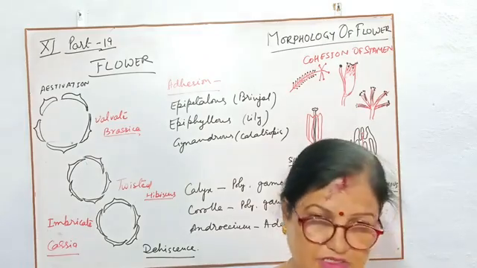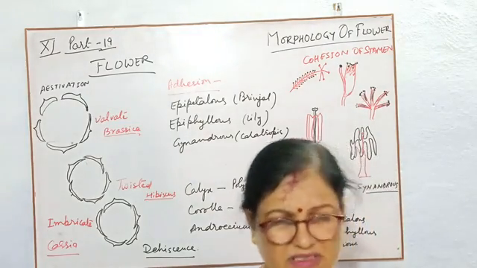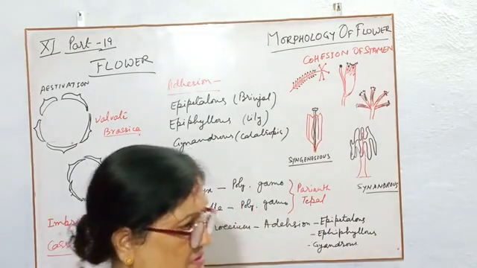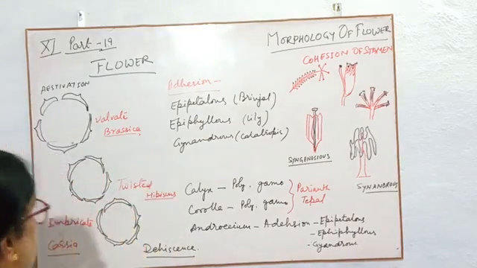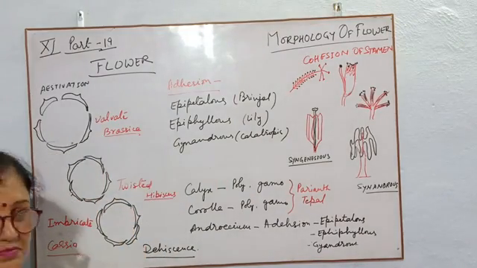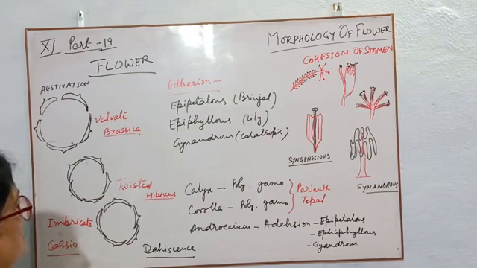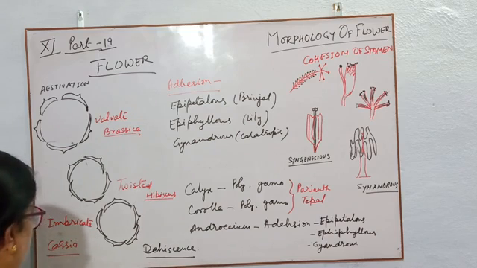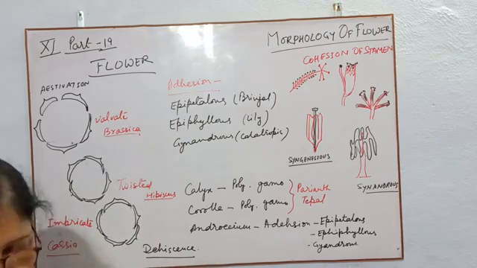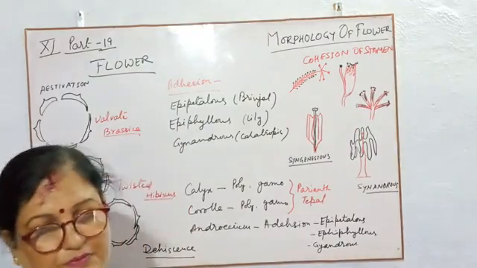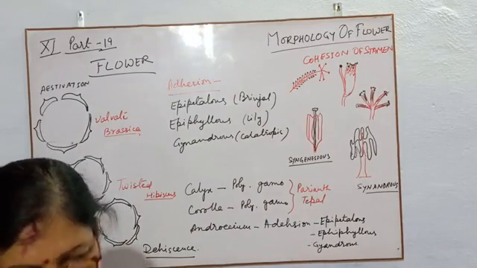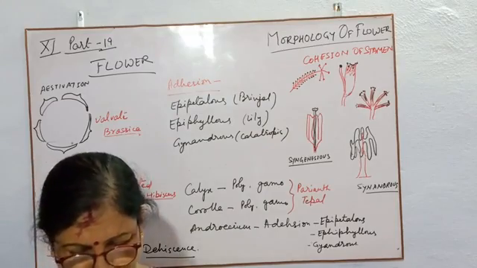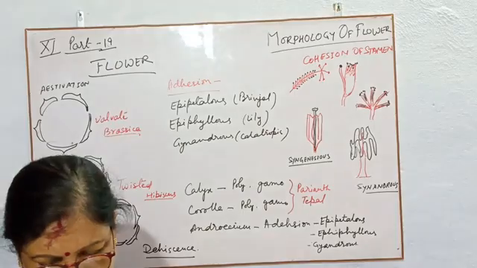Now today I will continue the same chapter, but other parts of it, or other varieties of it. In the previous video, I told you up to symmetry and number, according to the number of floral parts, what are the names of the flowers. Now today I will tell you about the estivation.